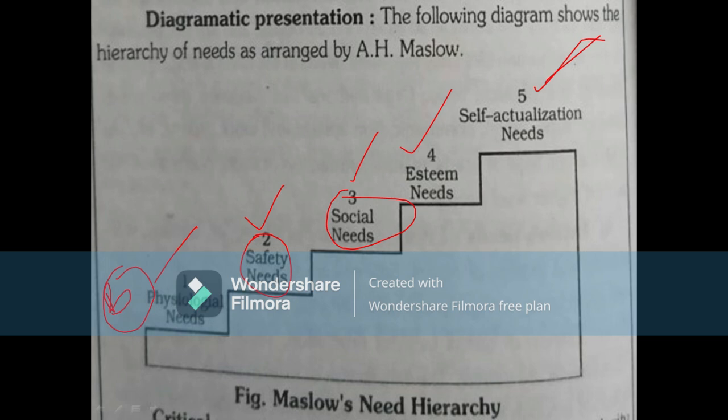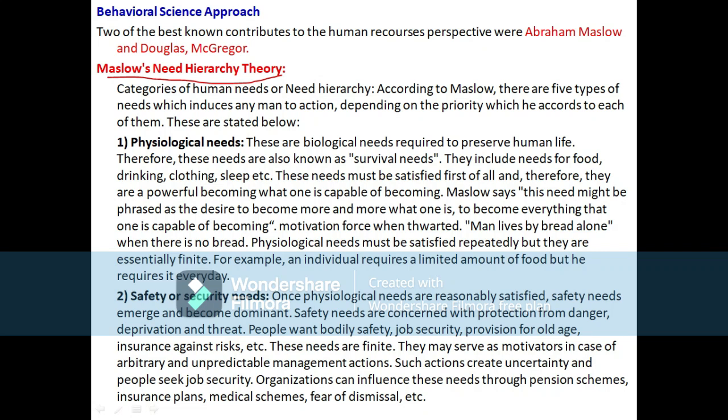Likewise, esteem is related to self-respect. After that, self-actualization means recognition of the person. So these are the steps. He says that if these are satisfied, then only will he think about the next need. Physiological needs are nothing but survival needs: food, clothing, shelter. Then only will he think about safety or security needs. So first these survival needs should be satisfied, then only will motivation work.